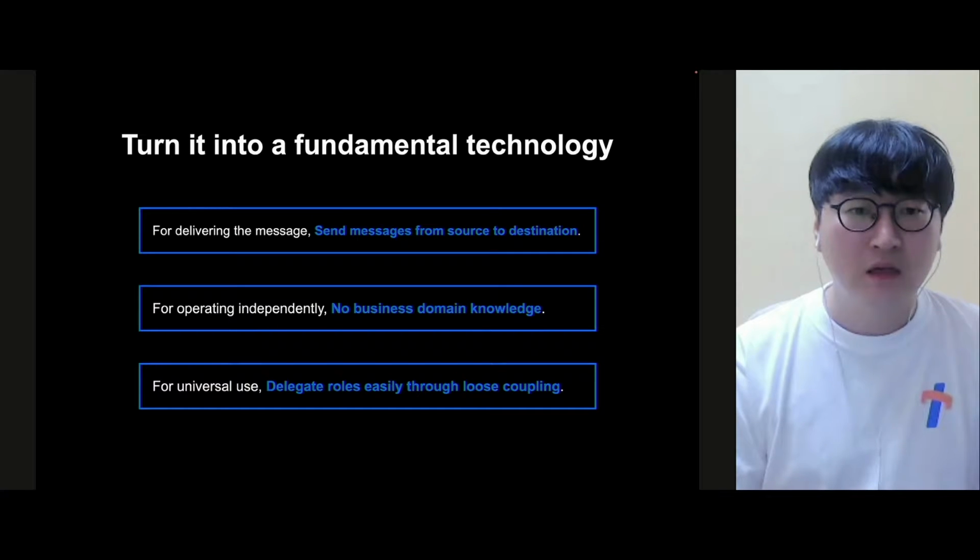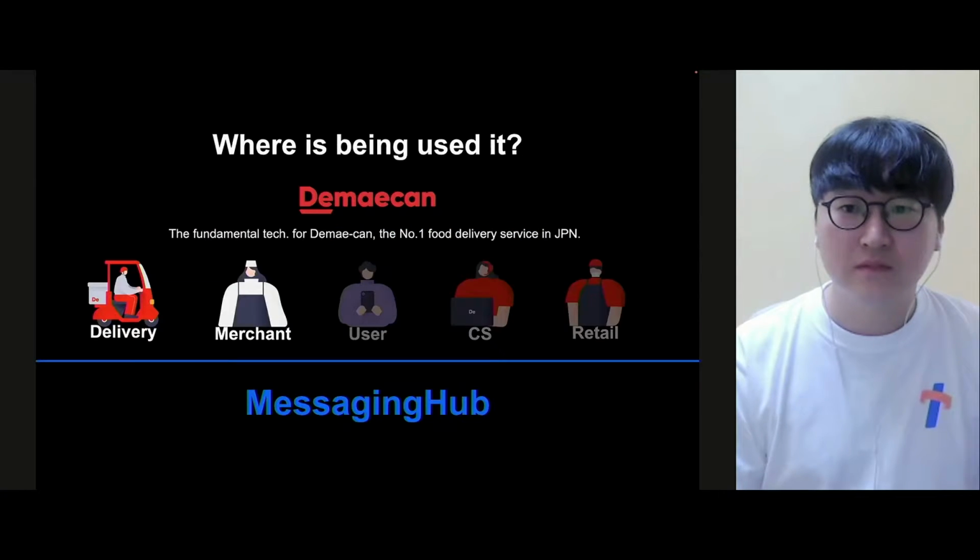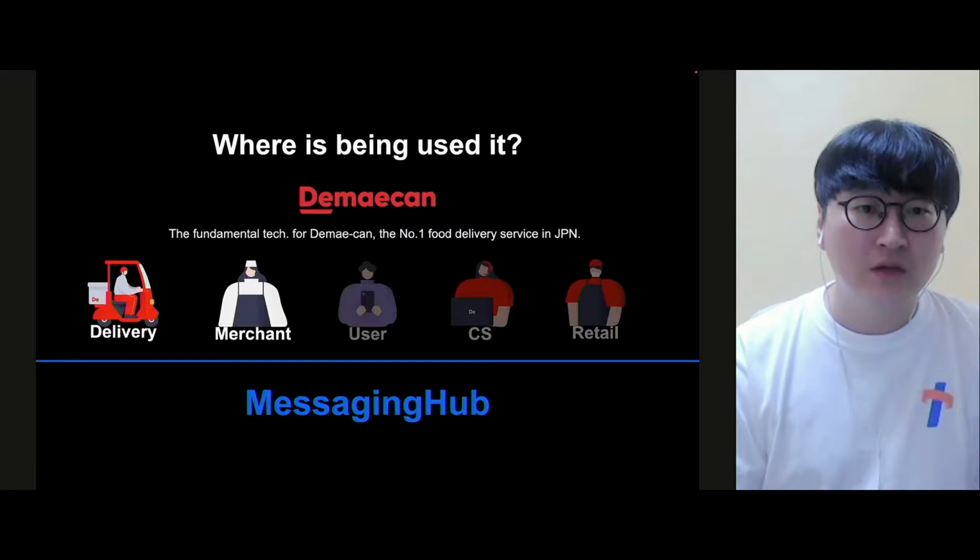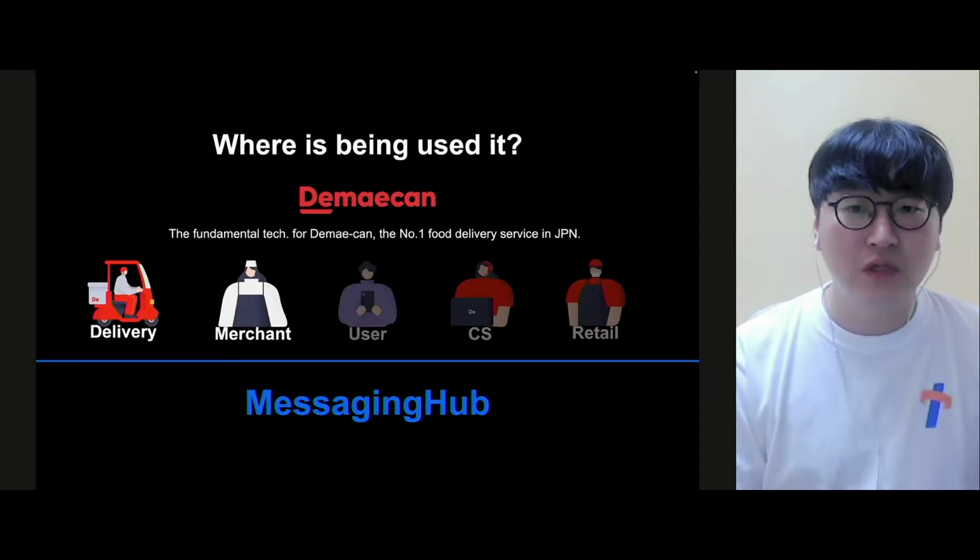From the source to destination, messaging hub is there and can also operate independently. And it does not have business domain knowledge. And also to be more generic and usable in different domains, it can delegate roles easily through loose coupling for universal usage. With this background, Messaging Hub was born, and Demae-can, the Japanese number one food delivery service, is using it.